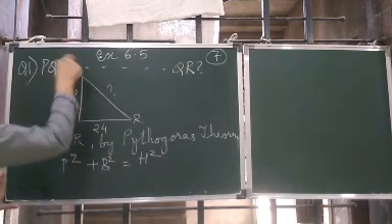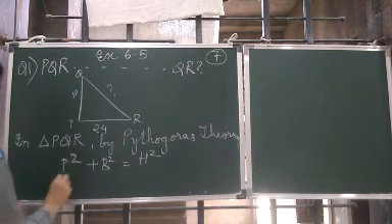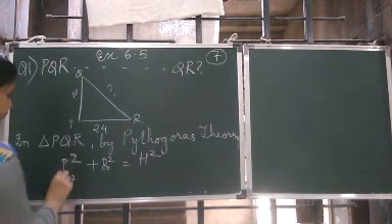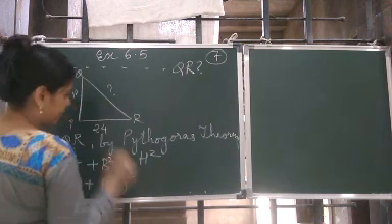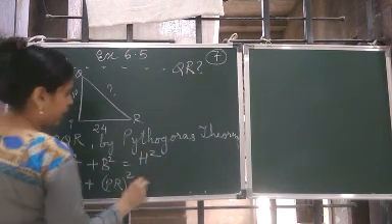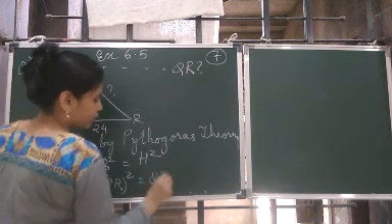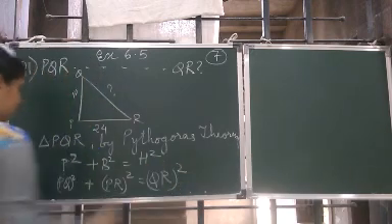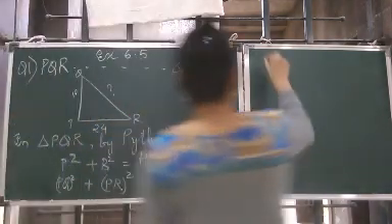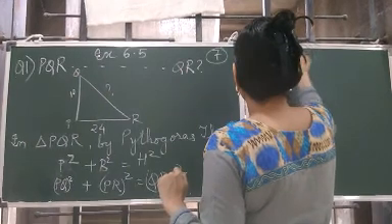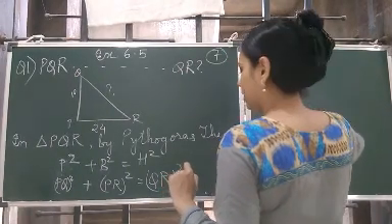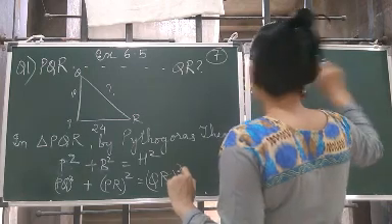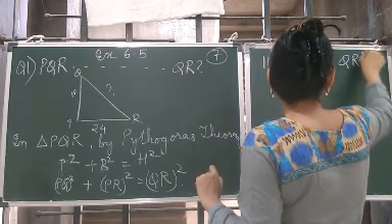What is p? That is PQ. So you can write here PQ square plus PR square. Base is what? PR. And this is QR square. So this is how we are going to get QR. Now what is PQ? 10. So 10 square plus what is PR? 24 square, which is equal to QR square.